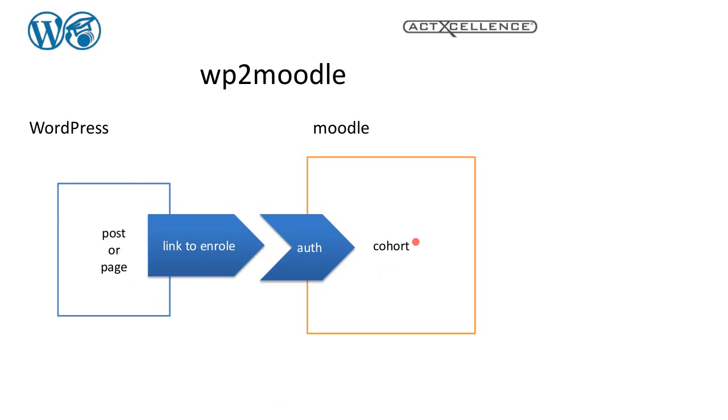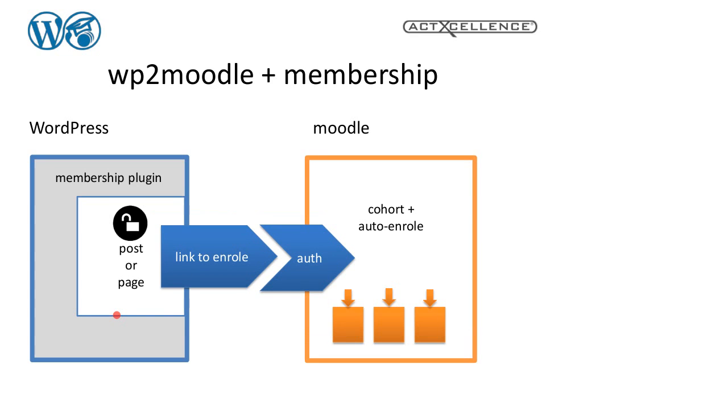This can be very convenient to set up bundles of courses, or you sell one product here and get customers enrolled into many courses. But the WordPress to Moodle plugin will not sell anything. It will not help you to protect the link. You need some more WordPress for it. You need maybe a membership plugin to protect the page.